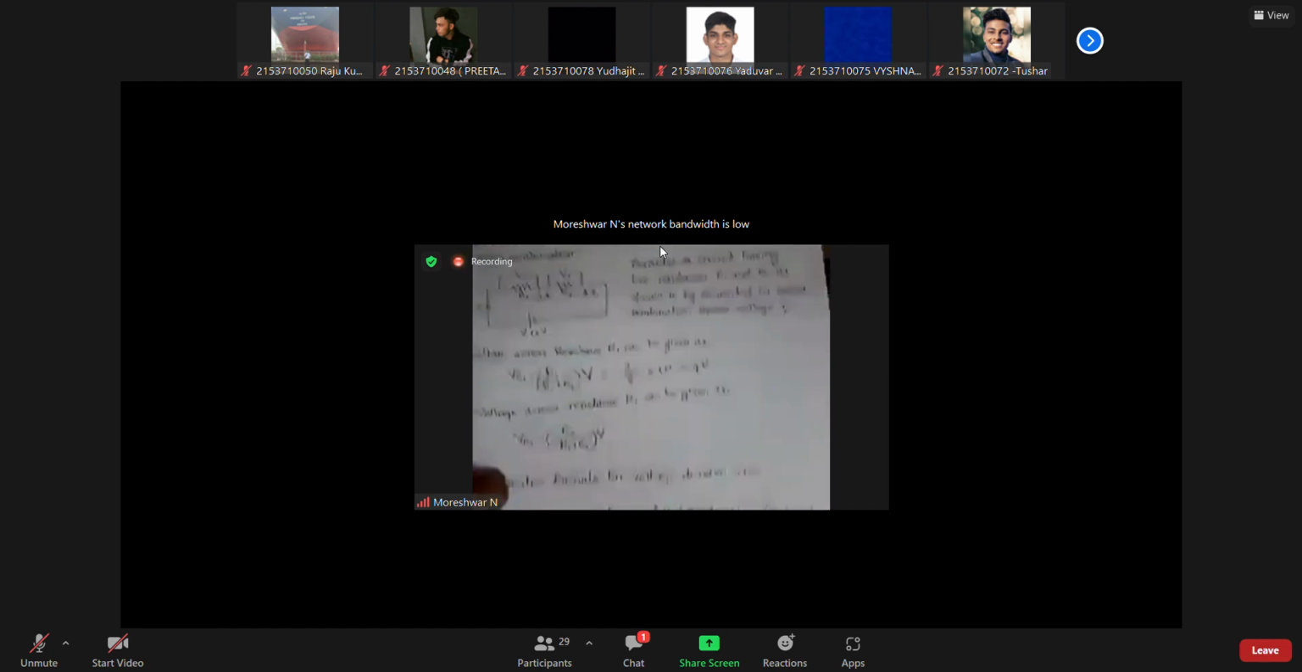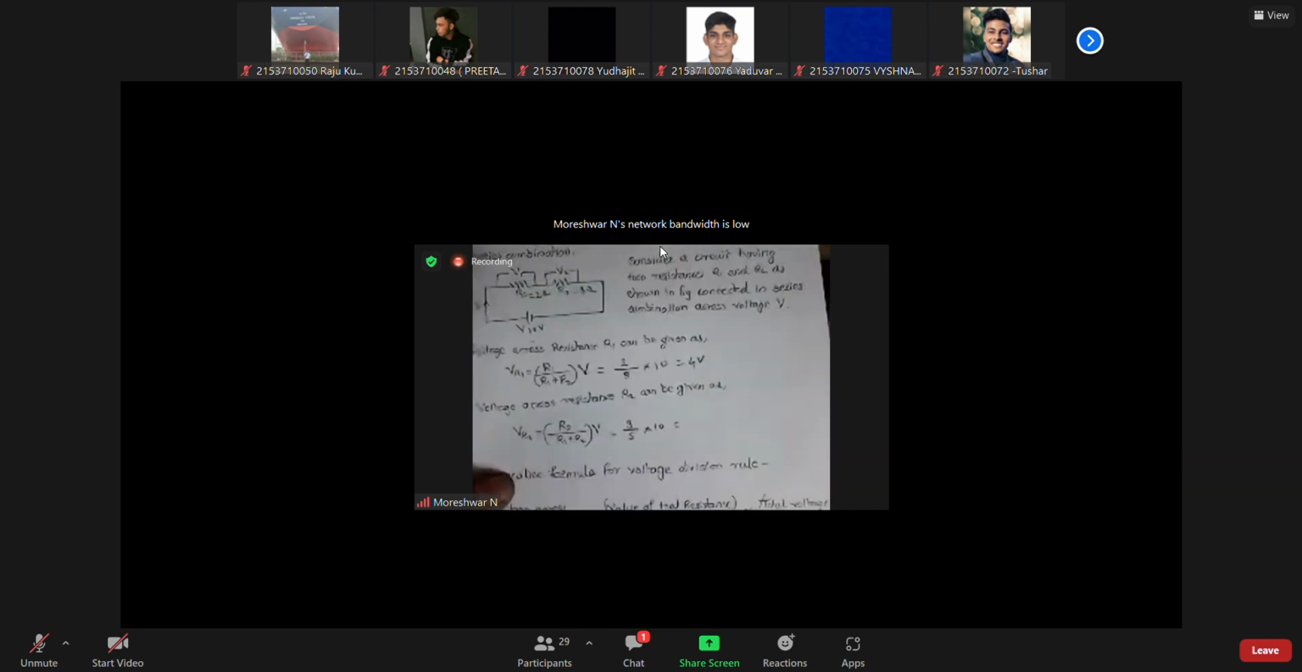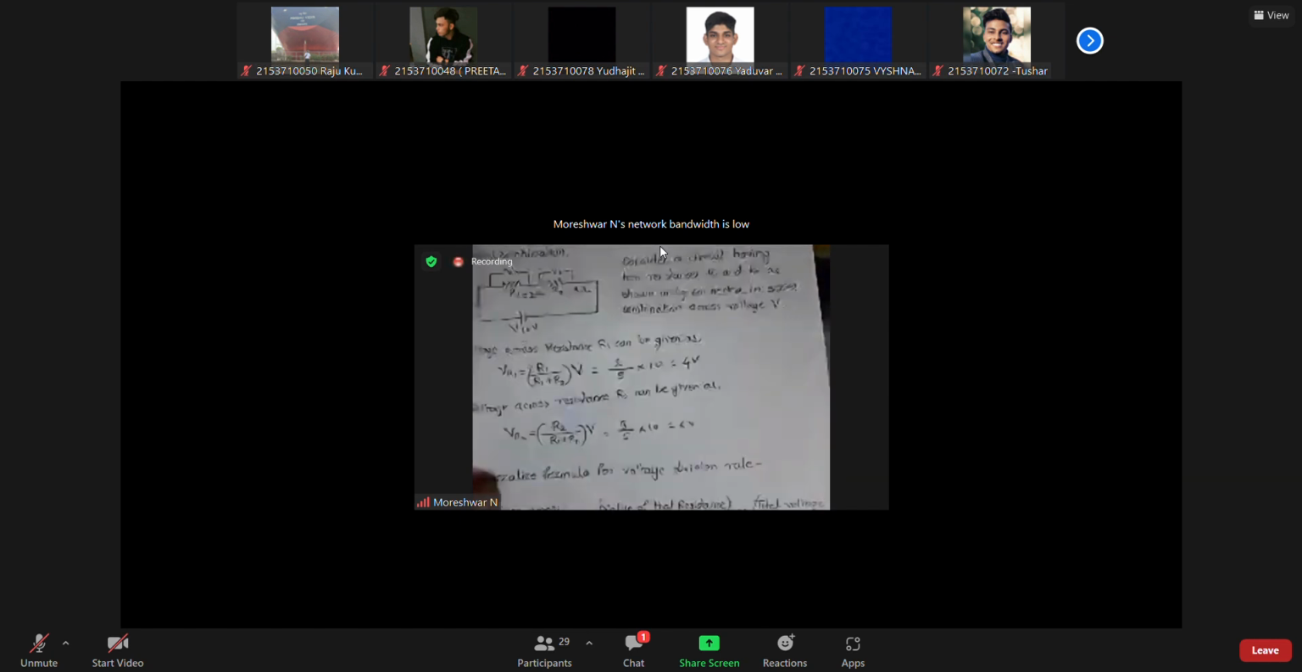Then for the other, the value of R2 is 3 ohm, so 3 divided by 5 multiplied by 10. In the same way we can calculate this, giving 6 volt. This is a very simple numerical, not very complicated.